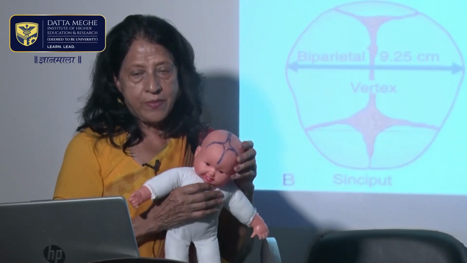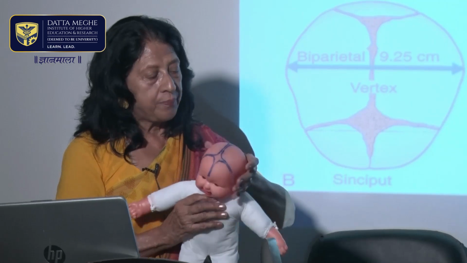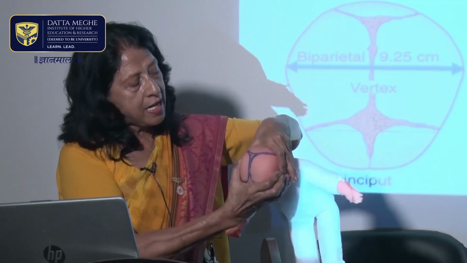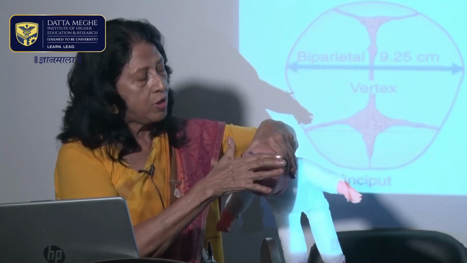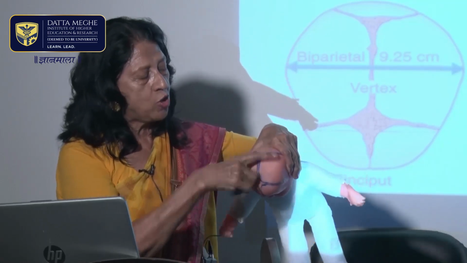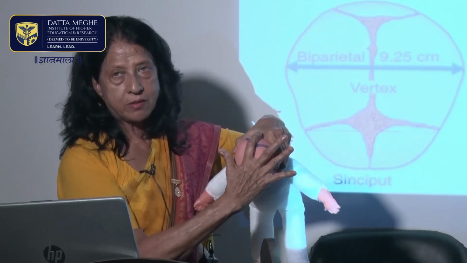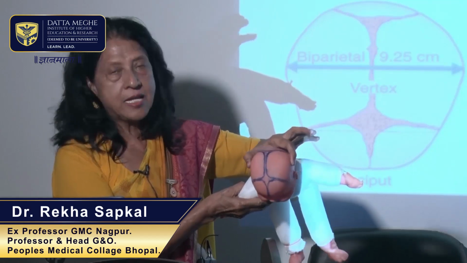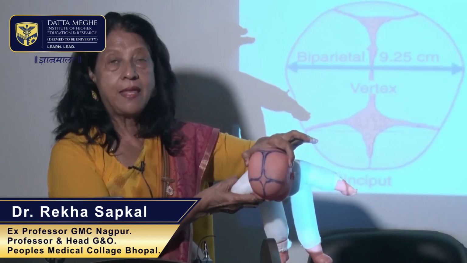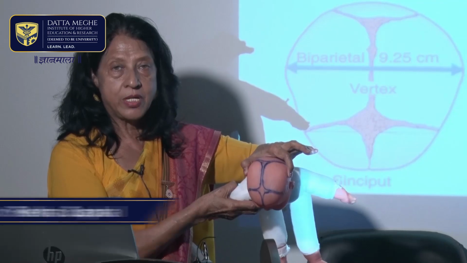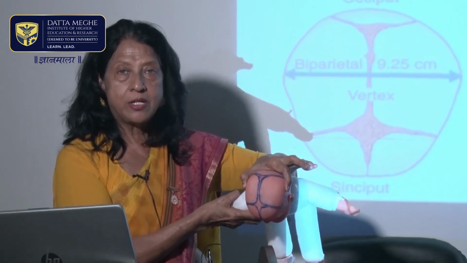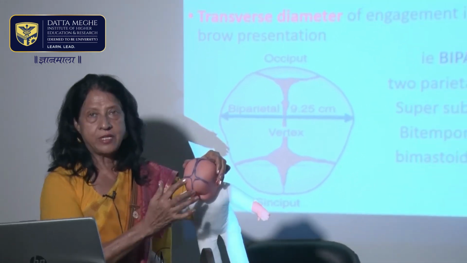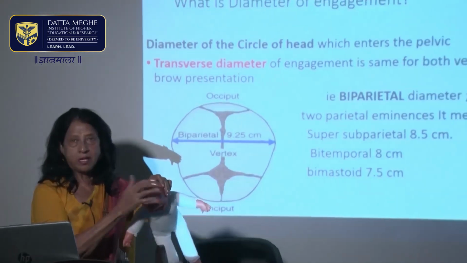What is the diameter of the engagement? What do you understand? When this circle of the head enters the pelvic brim, this circle has got transverse diameter also, it has got vertical diameter also. So, when the head is well flexed or deflexed, this transverse diameter will not change. So, in the practical examination, if they ask you what is the diameter of engagement in vertex presentation, you should say about the vertical diameter, not the biparietal diameter or transverse diameter.